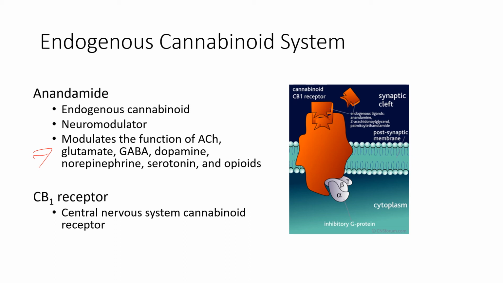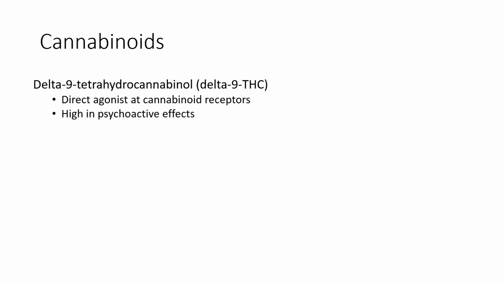Let's switch the slide. So you've got THC. THC is a direct agonist at the cannabinoid receptors. It's high in psychoactive effects, and it affects all those other systems like we talked about on the previous slide. So that's a direct agonist, THC.